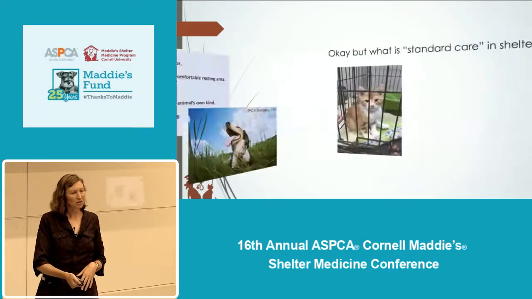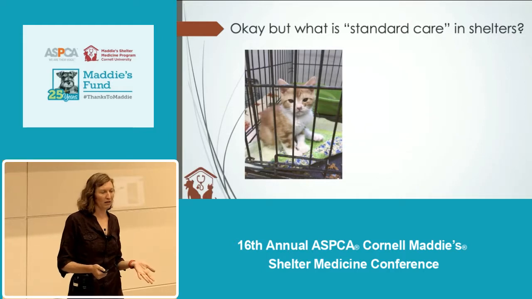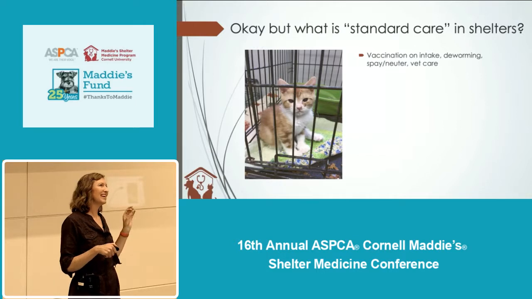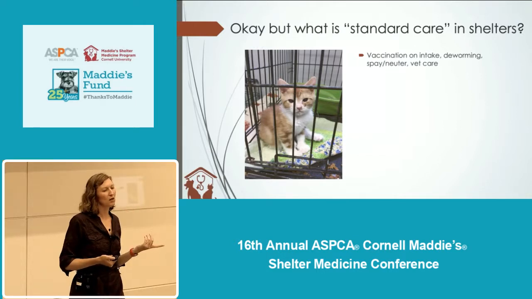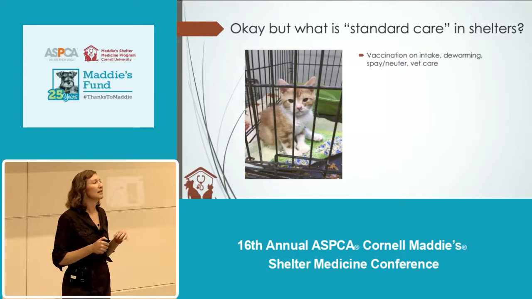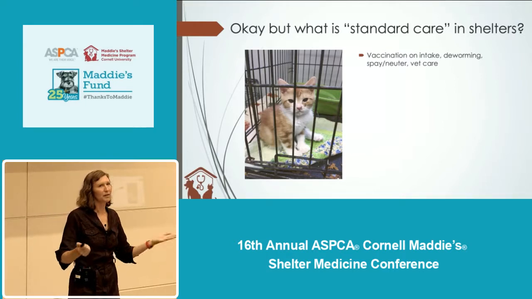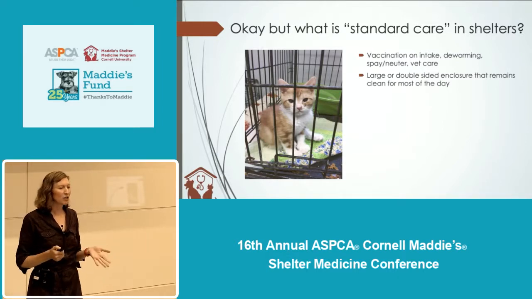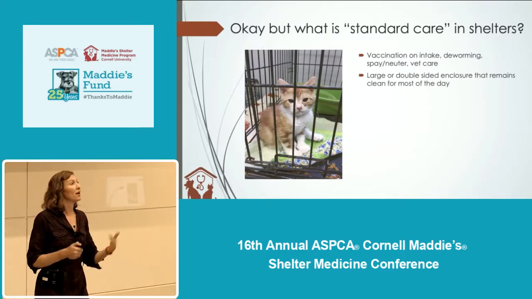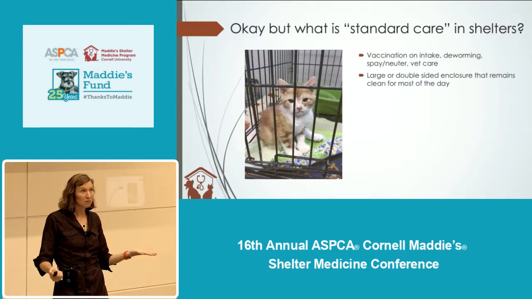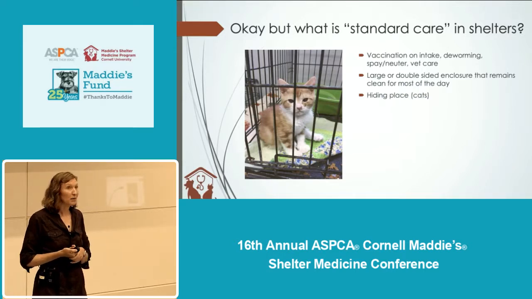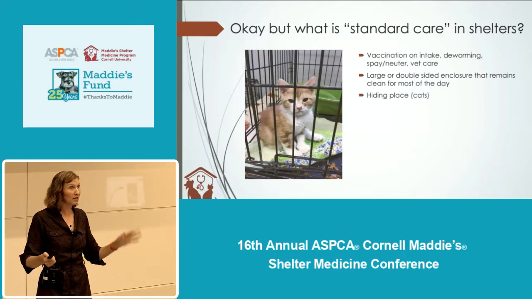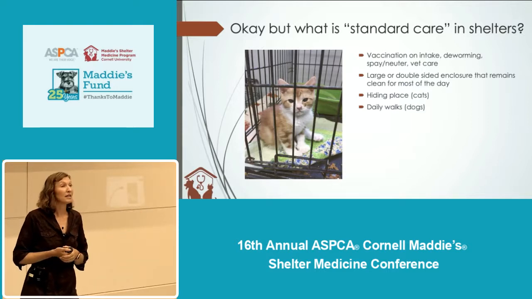So in the shelter, this is kind of what we come up with. And this is a quick list of things. If you notice that your shelter isn't doing these things, you should be thinking that's sort of a red flag. So vaccination on intake, deworming, spay, neuter, vet care, right? Pretty basic, right? The basic standard. Large or double-sided enclosures for all of your animals that are clean most of the day. Seems pretty basic, right? Hiding places for cats. At least something to hide in. Doesn't have to necessarily be a box, but they could just be behind a towel, that's fine. Daily walks for dogs.